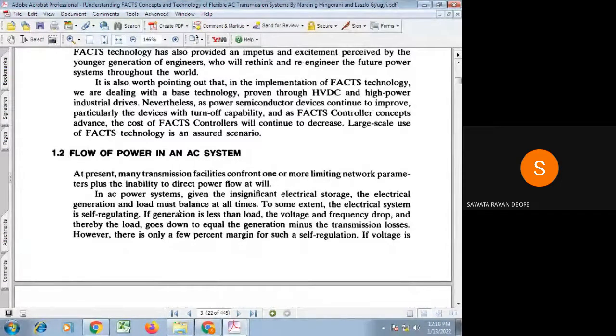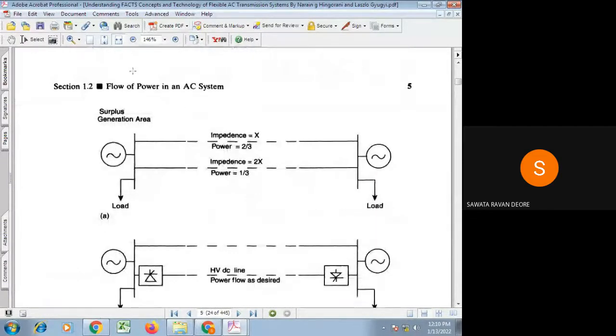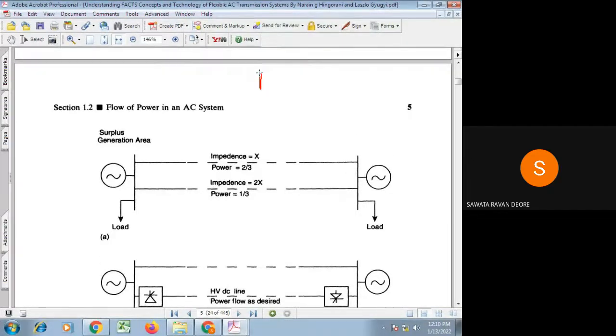In order to understand this, some examples have been given. As we all know, the power flow through a particular AC transmission line is given by the sending end voltage magnitude times the receiving end voltage magnitude, divided by the reactance of that transmission line, into sine of angle delta, where delta is the angle difference between the sending end voltage and the receiving end voltage.